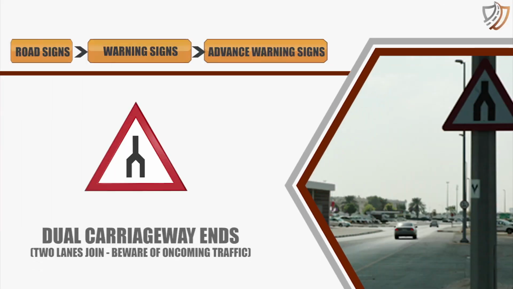Dual carriageway ends. This sign indicates that the dual carriageway will end ahead and will continue as a single carriageway. A dual carriageway is a road on which traffic traveling in opposite directions is separated by a central median or divider. A single carriageway is a road on which traffic travels in opposite directions and is separated by strips or lines. Motorists must adjust the speed and position in the proper lane.